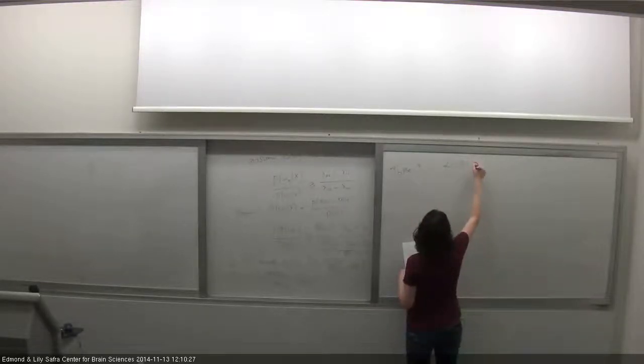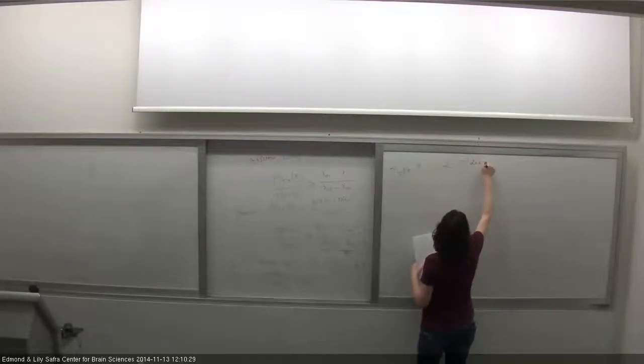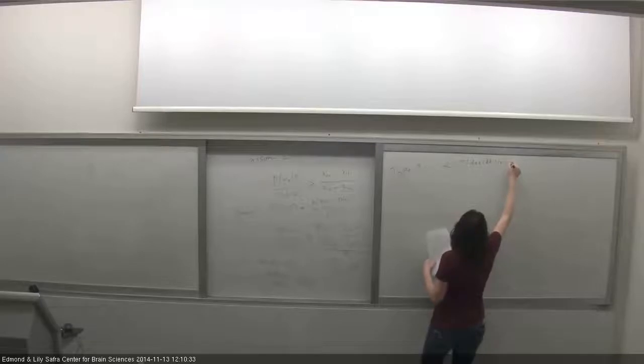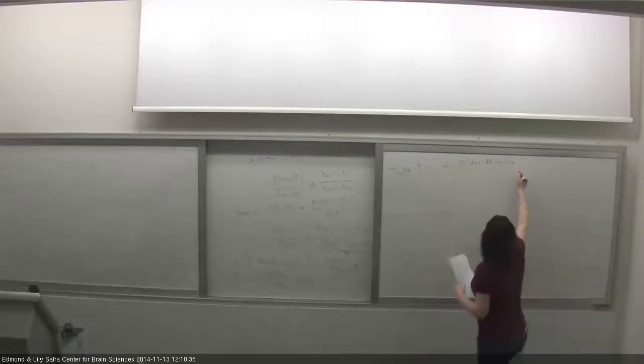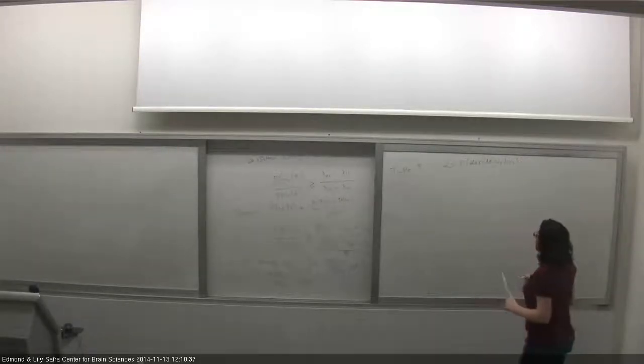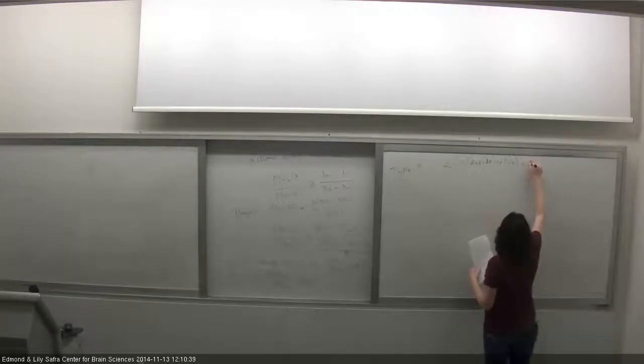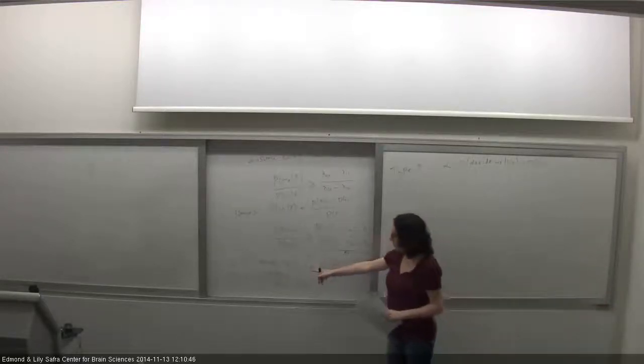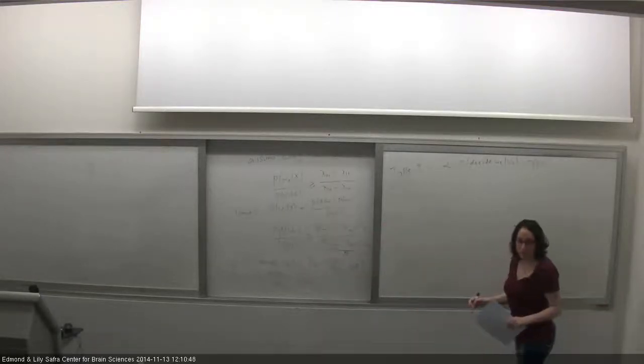Alpha is the probability of deciding omega 1, given that the true state of the world is omega 0. So this is simply the probability of x being in D1, given omega 0.